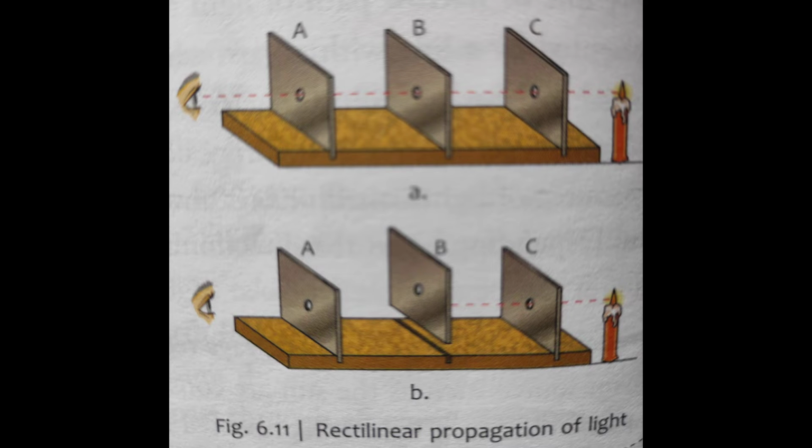Fix the cardboards on a wooden base so that they remain upright. Arrange the 3 cardboards one behind the other such that the holes are in the same horizontal line. Place a burning candle or a torch behind cardboard C. Make sure that the candle flame is at the same level as the holes of the cardboards.